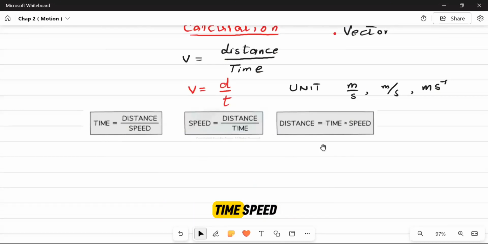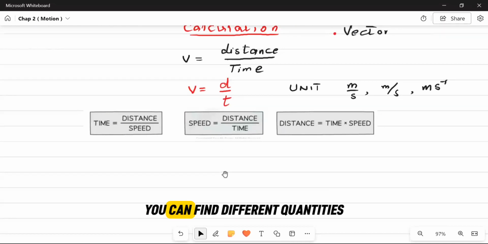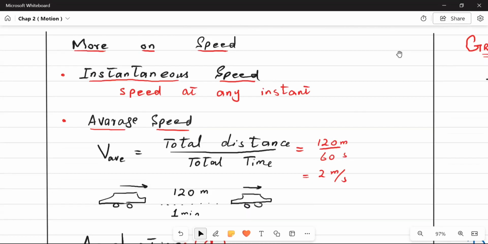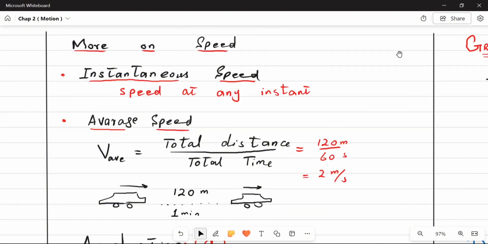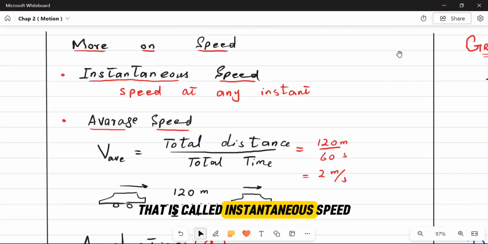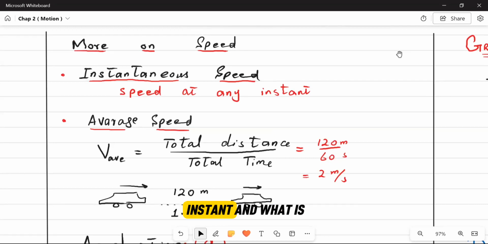For example, time, speed, distance. You have to understand one formula, and you can find different quantities by using this formula. There are many explanations about speeds. For example, sometimes we find instantaneous speed, sometimes we find average speed. Let's suppose a policeman is checking your car speed, that is called instantaneous speed, the speed at any instant.